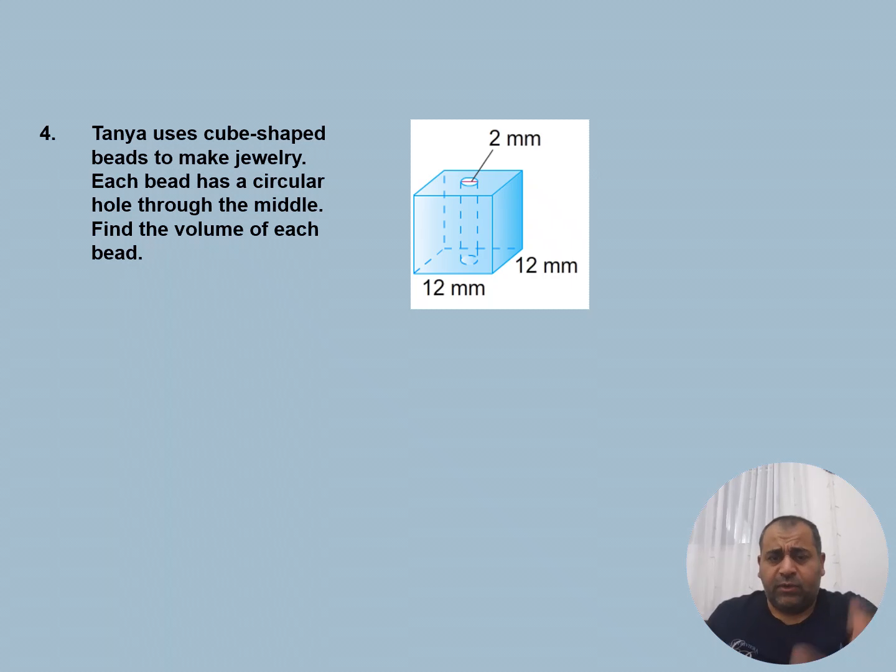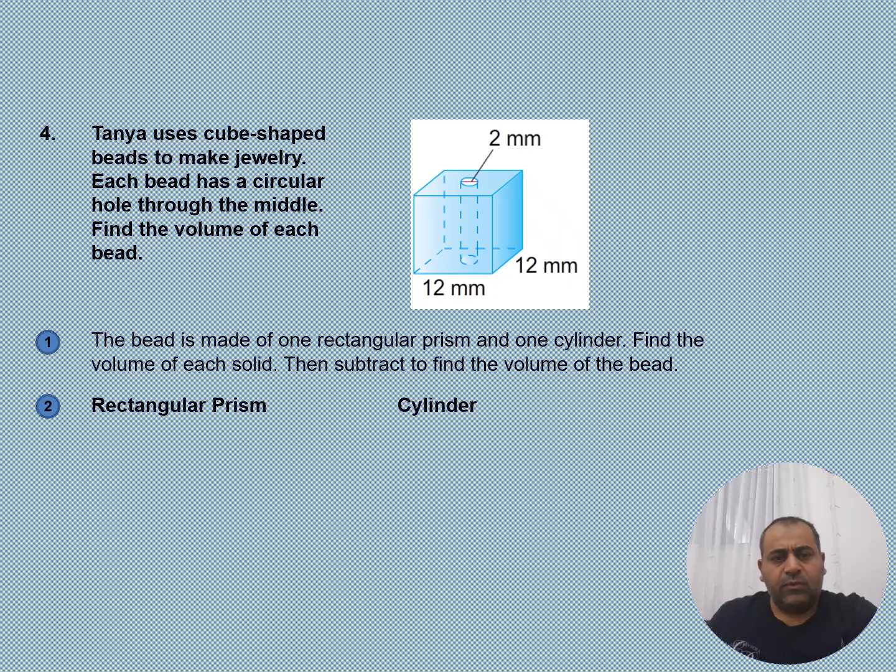Anyway, I have volume V1 and V2. The volume 1 is 12 times 12 times 12 because the prism, or the cube, is 3 dimensional: the area of base multiplied by height. The base is 12 times 12 and the height is 12, so 12 times 12 times 12, and I find the answer. Then I will also find the volume of the cylinder.